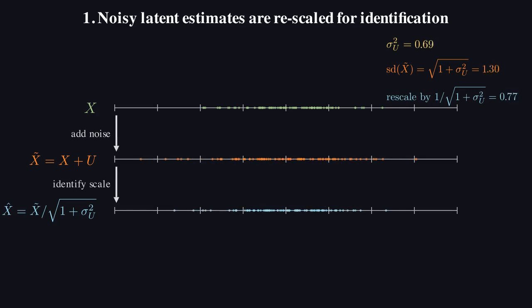But the score we use in the regression is not usually left on that wider scale. We standardize it, producing X hat. So as the noise grows, the middle row gets wider, but the bottom row is compressed back to the identified latent scale. This is why the latent predictor case is not the same as ordinary classical measurement error.